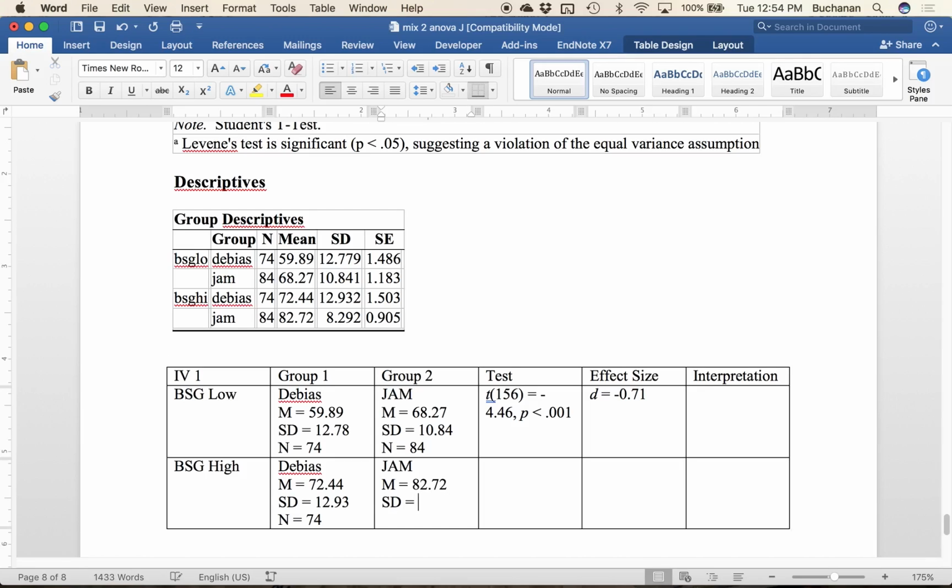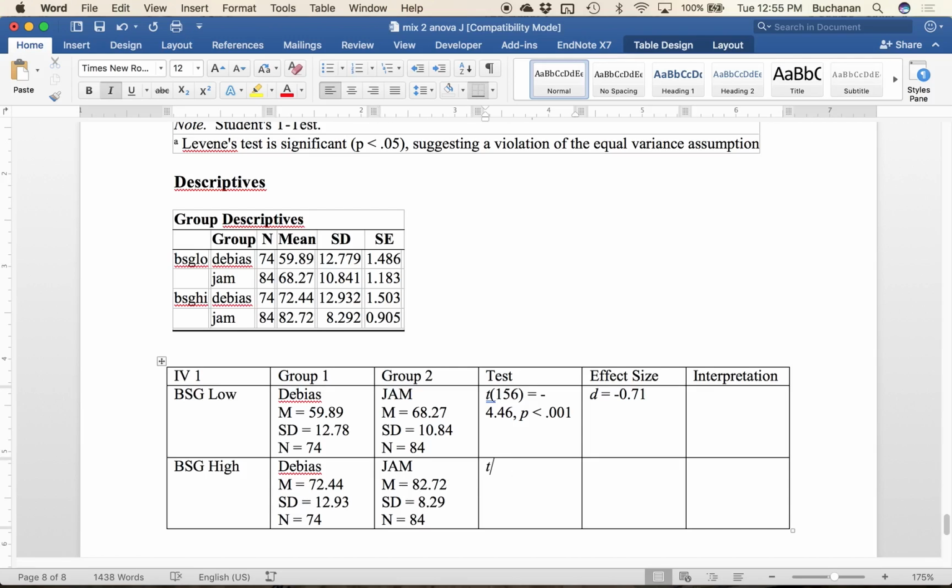Standard deviation is 8.29. Quick N here is 84. Quick programming note. See how the standard deviation here is 13 and the standard deviation here is 8? That's part of your problem for your Levene's test. It's because the variances are not equal.